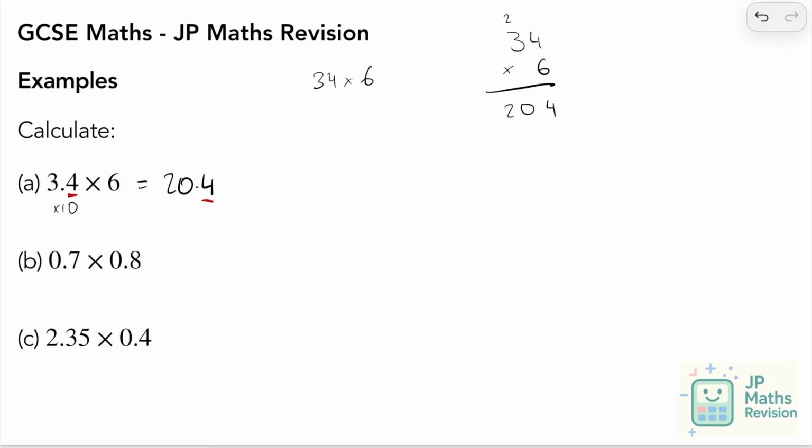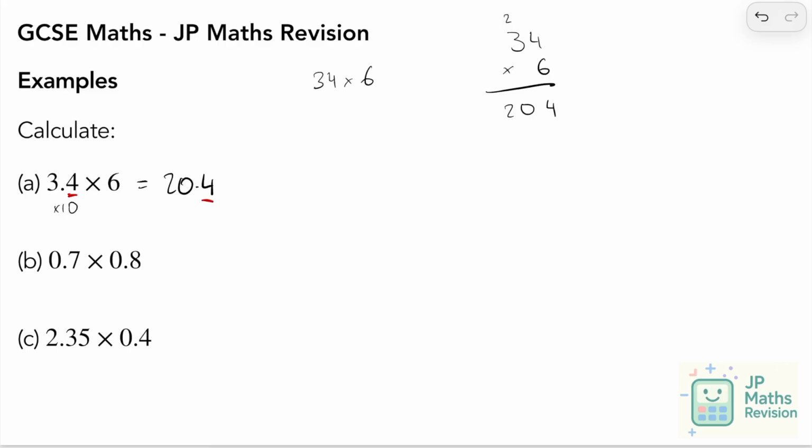Another way we could do it is by rounding. So 3.4 could round to 3, and 3 times 6 is 18. So we know the answer is going to be roughly 18. Now 20.4 is the closest we can put the decimal place so that it's closest to 18, because 204 is too big and 2.04 is too small. So 20.4 is just right.